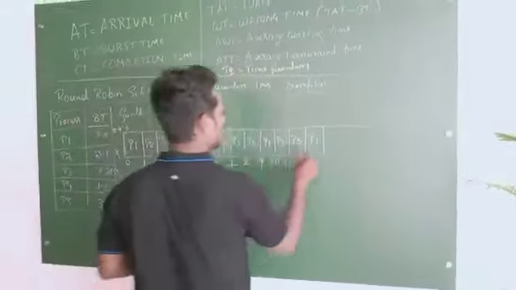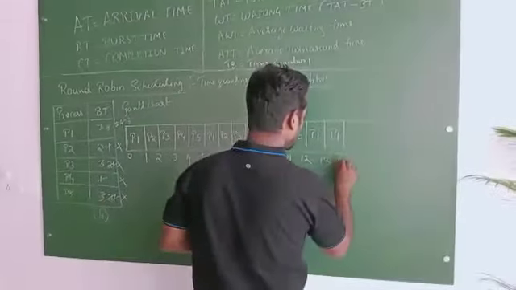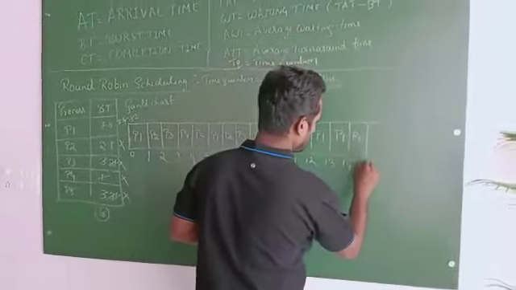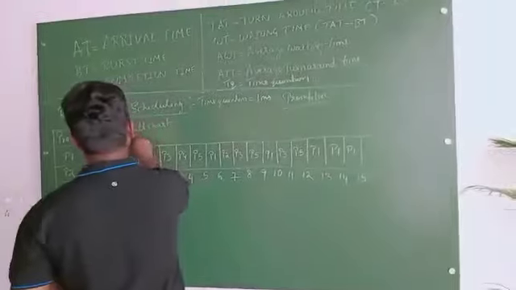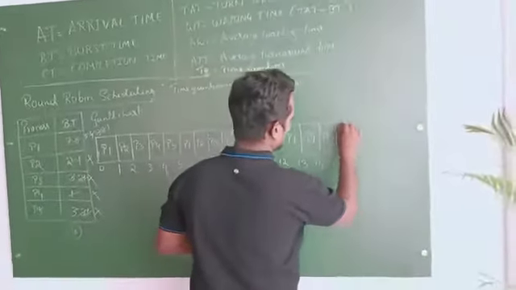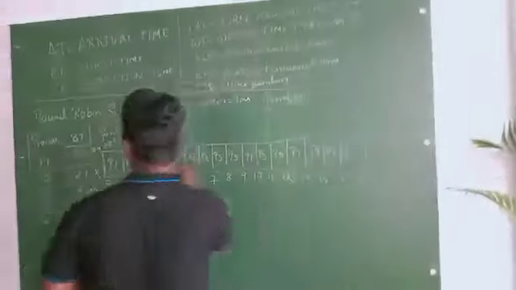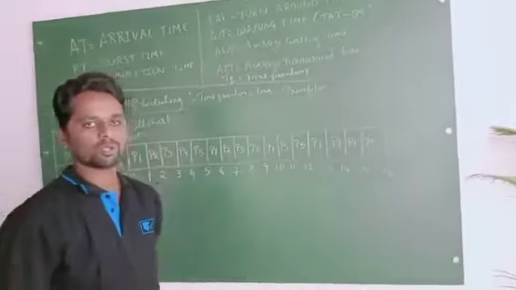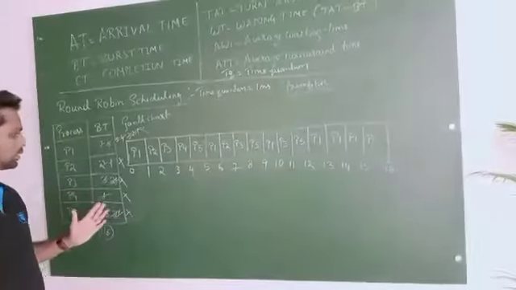3 remaining. P1 executes for 1 second. 2 remaining. P1 executes for 1 second. Remaining is 1. P1 executes for 1 more second. It reaches 16 and is completed. See, at the end also you have to get 16. That's it. Hope you have understood.